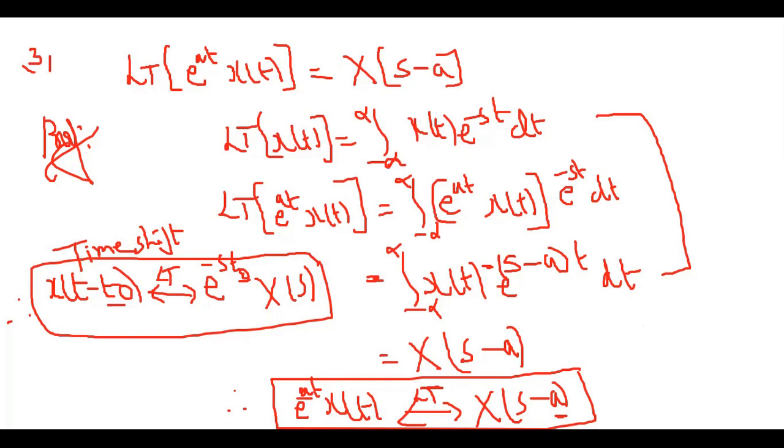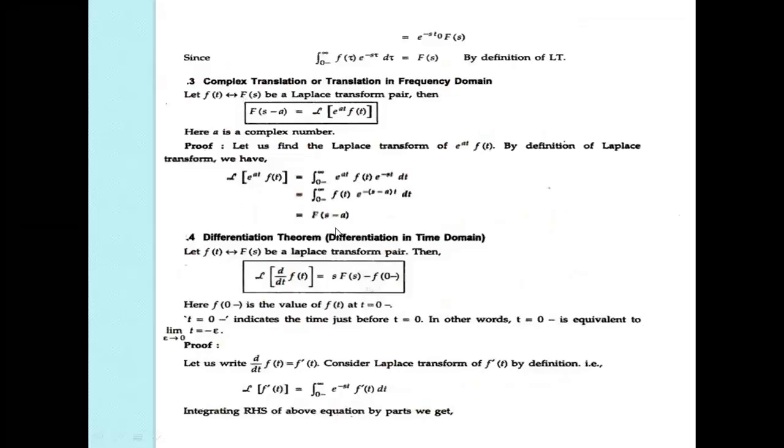Now, the third example, same thing. Complex translation, or the translation in frequency domain. For e power a t f of t, with e power minus s t dt, f of t into e power minus, you can take as common, s minus a into t. As per the definition of Laplace transformation, it is F of s, but instead of s here, s minus a.